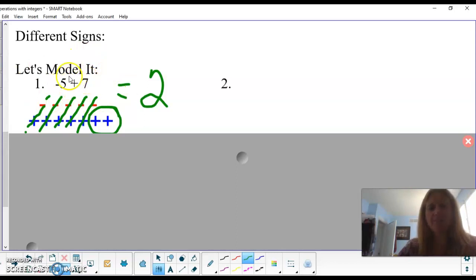5 is smaller than 7, so that means 5 pairs are going to cancel out. The smallest number here, not worrying about the signs, the absolute value of the smallest number, is always going to tell you how many pairs cross off. And you're left with the difference. And what's 7 minus 5? 2. So your answer is positive 2 because the higher number is positive.